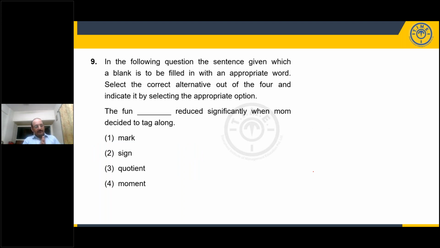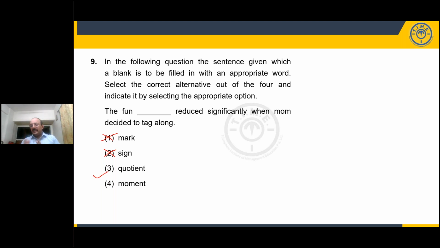Now, 9th one. The fun dash reduced significantly when mom decided to tag along. So because mom came together, the fun part came down. Can I say fun mark? No, there's no mark of fun. Fun sign? No. Fun quotient? Yes. What does fun quotient mean?